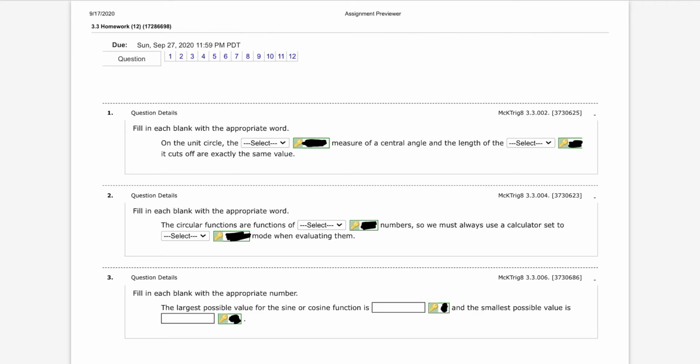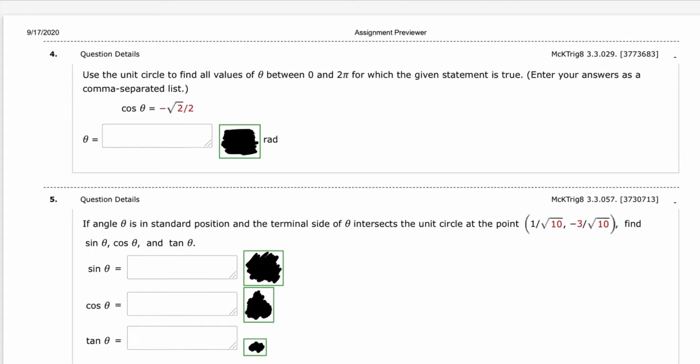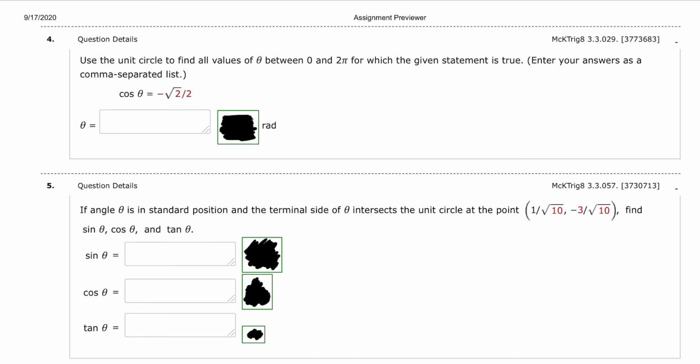Okay, for the homework, these are just fill in the blanks, definitions. Let's look at this first question. Use a unit circle to find all the values. Notice they say all the values. That means there can be more than one that are between 0 and 2π. And then we'll separate our answers using commas. All right, so on our unit circle, we know that there's 2 angles whose cosine value is negative radical 2 over 2. And you should be able to find those.